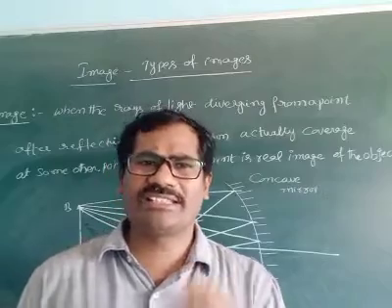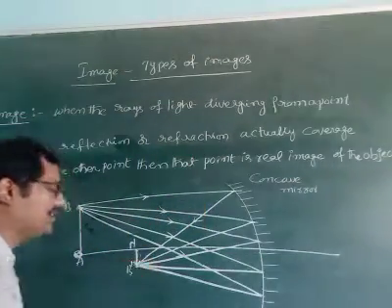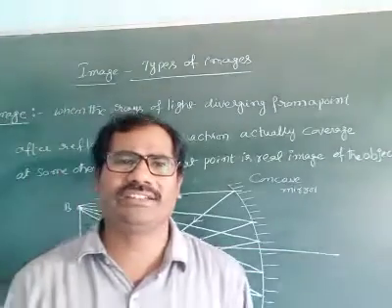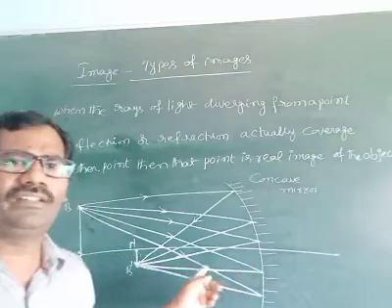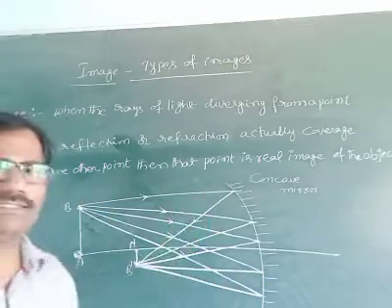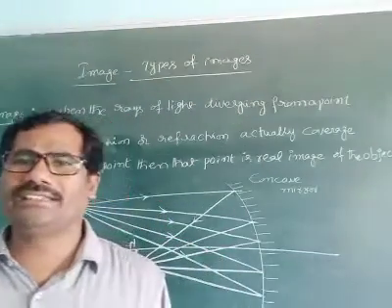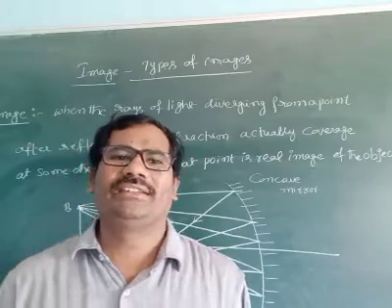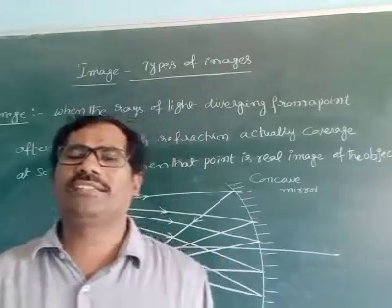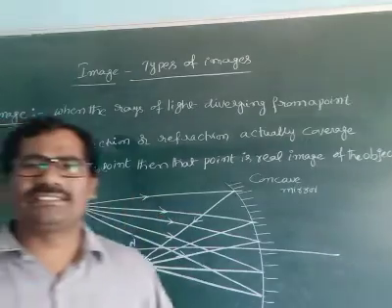Real images are always inverted. The path of the rays that form them is shown by continuous lines, not dotted lines. Dotted lines are used for a virtual image. The images formed on a cinema screen are real images.